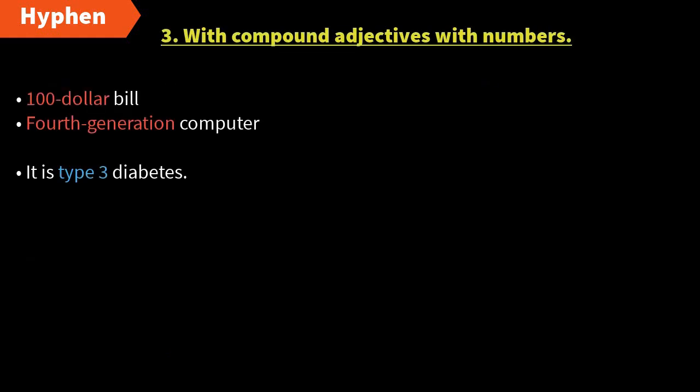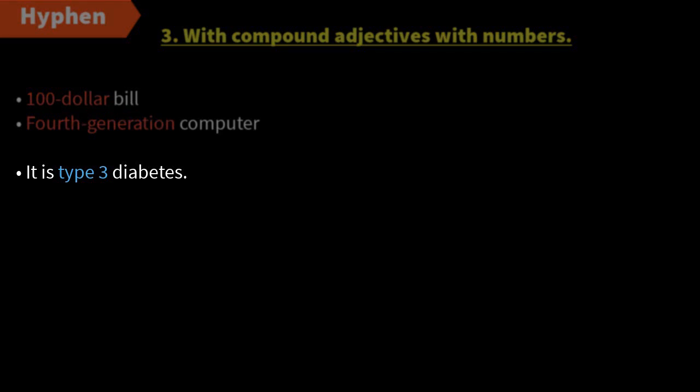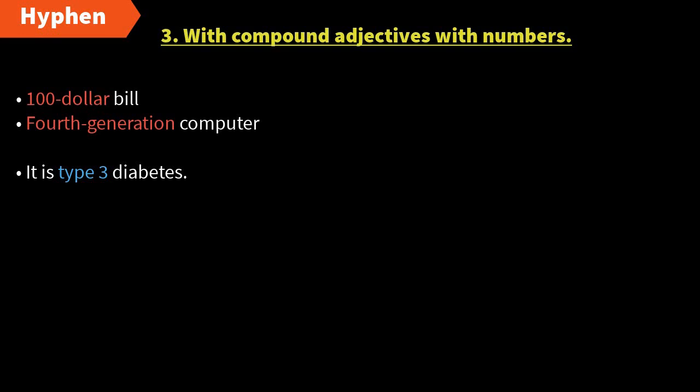Now, one more way to use it is when you want to make compound adjectives using a number. For example, $100 bill. He is left with $100 bill only, right? 100-dollar. Fourth-generation computer. It is a fourth-generation computer. Fourth is a number, generation is a noun, right? But when the number comes after the first word in the compound adjective, we don't use a hyphen. Like that is a type 3 diabetes, right? Type first, then the number 3. So we are not using a hyphen here. So that's the third way to use it.